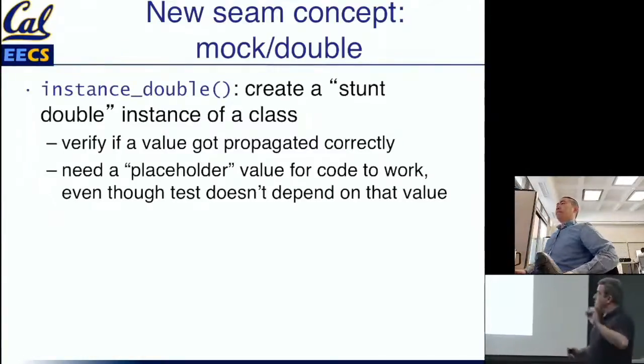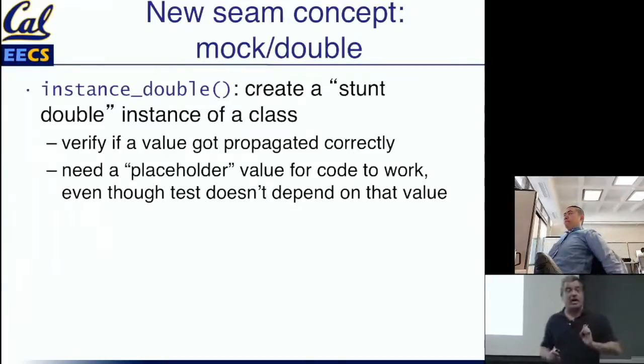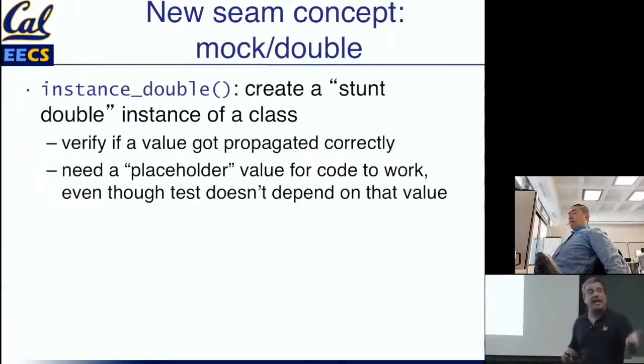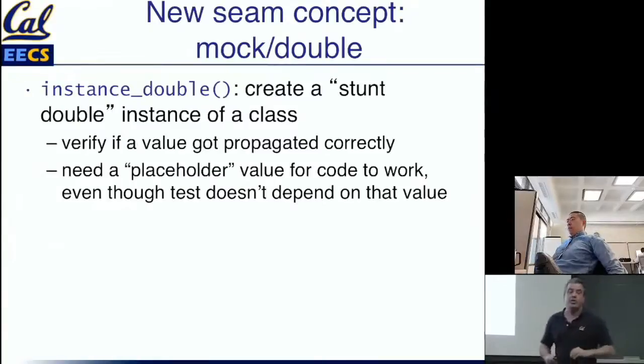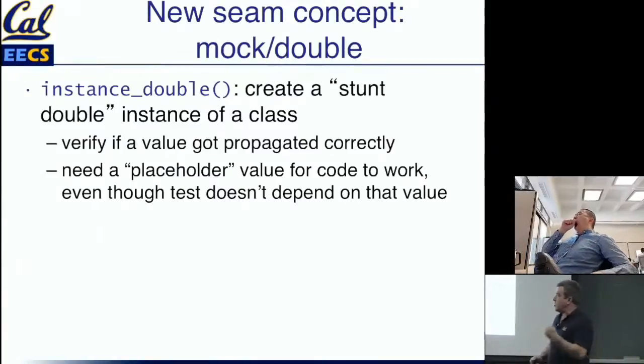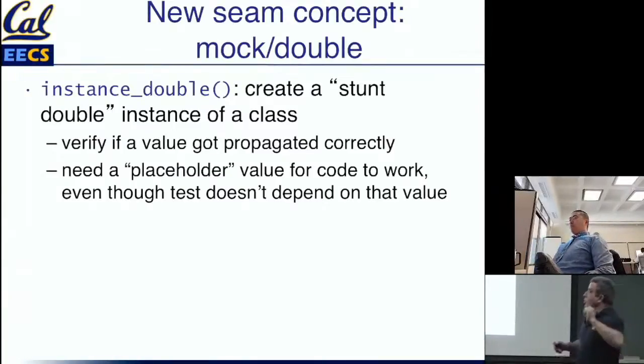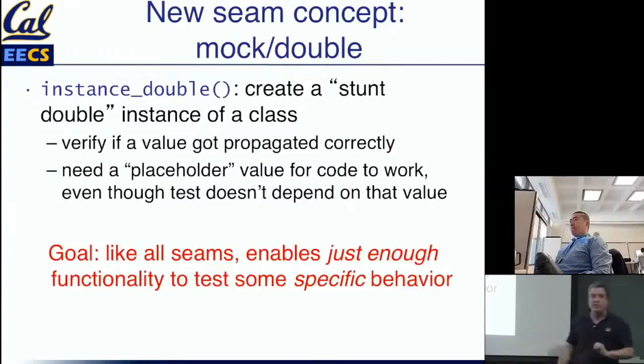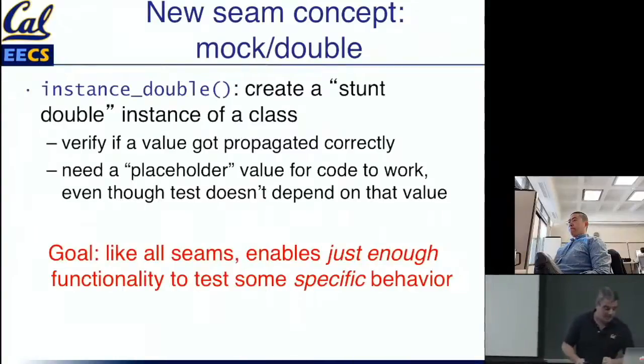It's going to create an instance of a class that looks just like the real one. If you ask it, are you an instance of movie? It'll say yes. But it can't do anything that a movie can do. It doesn't know about the accessors. It doesn't really know about any of the behaviors. We have to endow it with the specific behaviors needed for our test. So like any other kind of seam, the goal is to give you just enough functionality to test some specific behavior. So in this case, what would that mean?